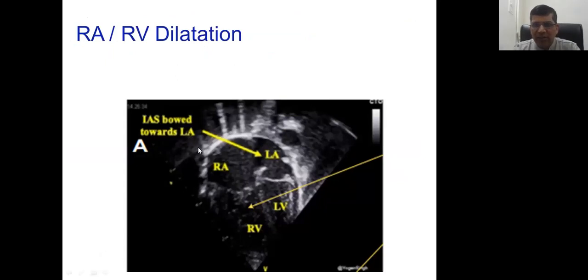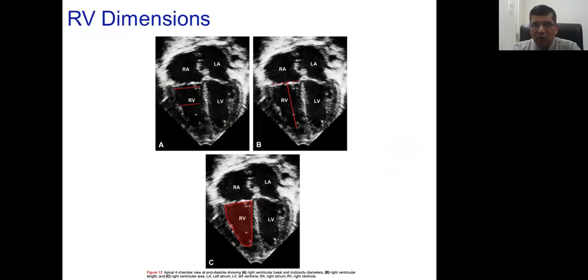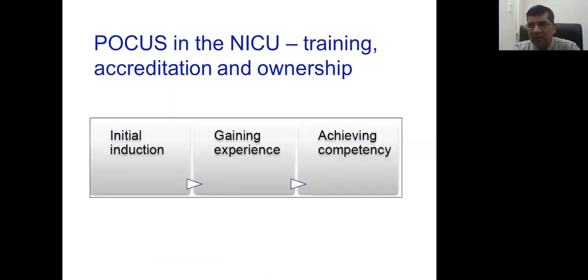Naturally, on the visual, you will see your RA RV dilated. That is the first impression. In PDA, you will see LA LV dilatation. Here you will see RA RV dilatation. That is very important when we discuss these parameters. I will not go into the measurements of the RA RV.